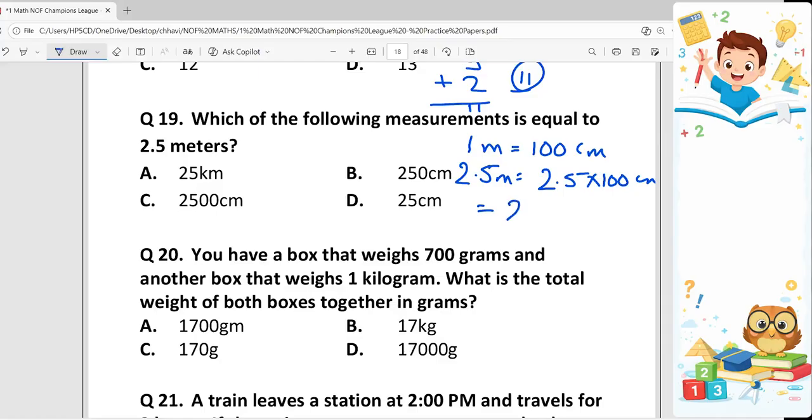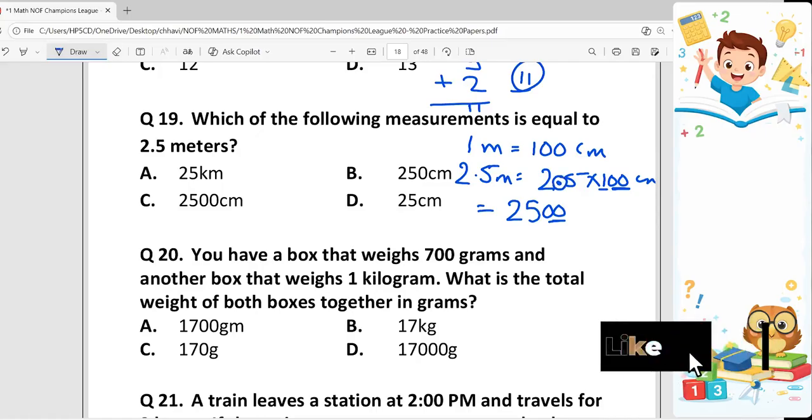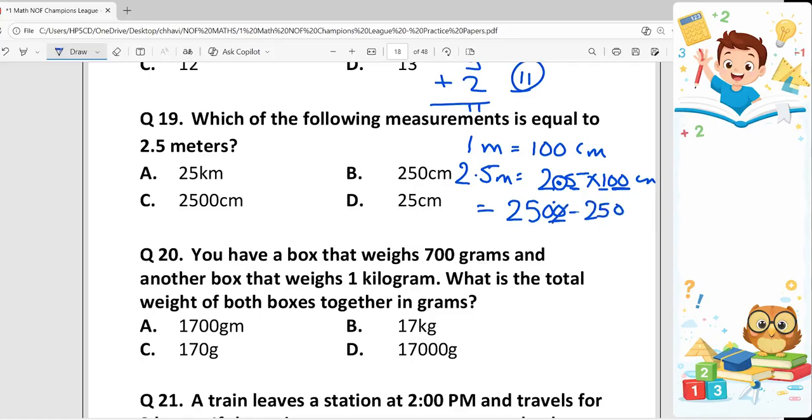Okay, now 2.5 means 2500. We have to add two zeros to make it multiply by this, because 2.5 into 1 is the same number. The only thing to keep in mind is this decimal. The decimal is after one digit, so we put the decimal after one digit, and therefore this will cancel. So it's like 250 centimeter. Now the options are 25 kilometer, 250 centimeter, 2500 centimeter, and 25 centimeter. So option B is the correct answer, 250 centimeter.